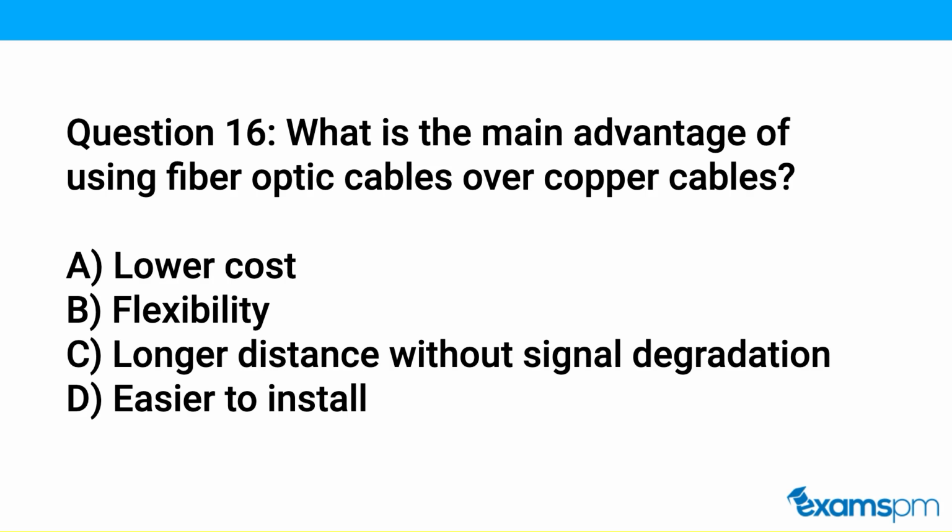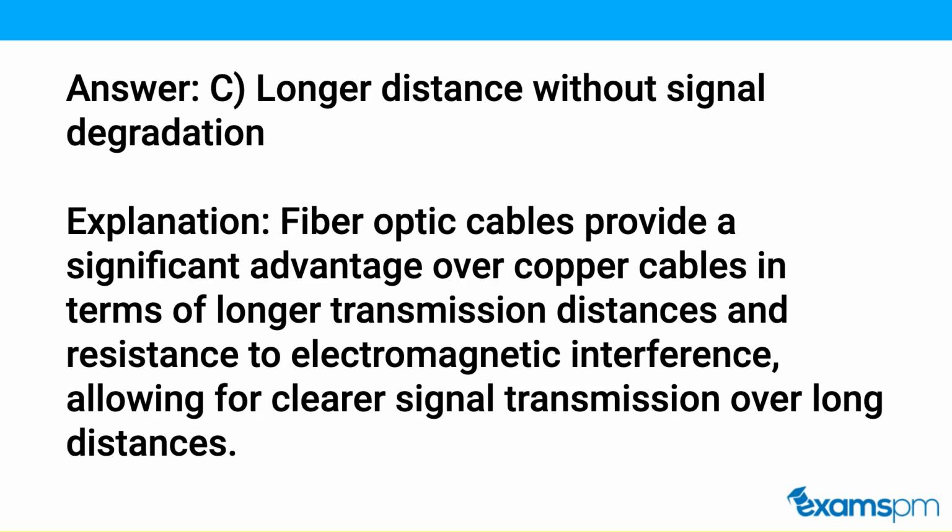A. Lower cost, B. Flexibility, C. Longer distance without signal degradation, D. Easier to install. Answer: C. Longer distance without signal degradation. Explanation: fiber optic cables provide a significant advantage over copper cables in terms of longer transmission distances and resistance to electromagnetic interference, allowing for clearer signal transmission over long distances.